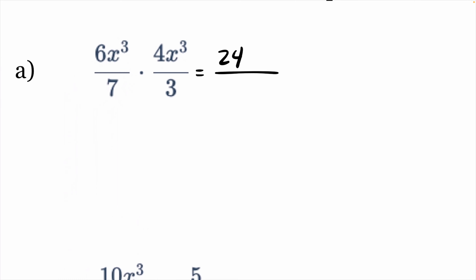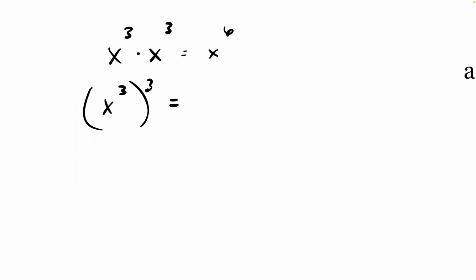x to the third times x to the third. So do we add the exponents or multiply them? Add, good. So when do we add and when do we multiply? When it looks like that, you add. When it looks like this, a power to a power, that's when we multiply. We don't have that. We have the top one, so that's why we add.